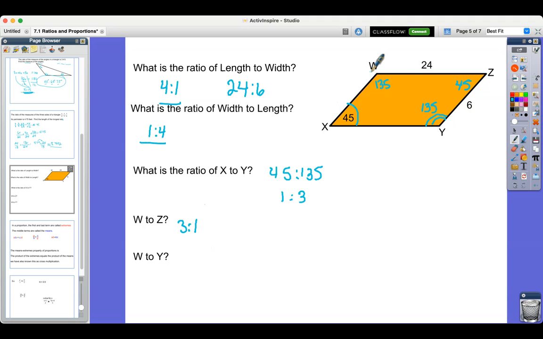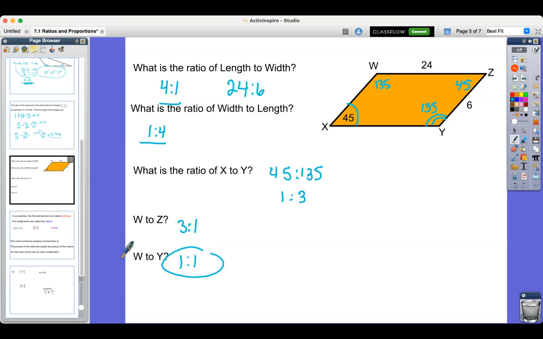And what about W to Y? 135 to 135. What does that reduce to? 1 to 1. Yes, 1 to 1. 1 to 1 is what we consider a perfect match, when things are 1 to 1 to each other. All right, so that's ratio.